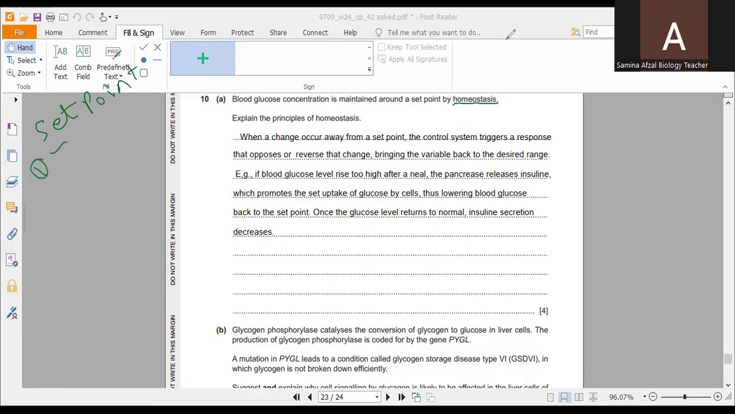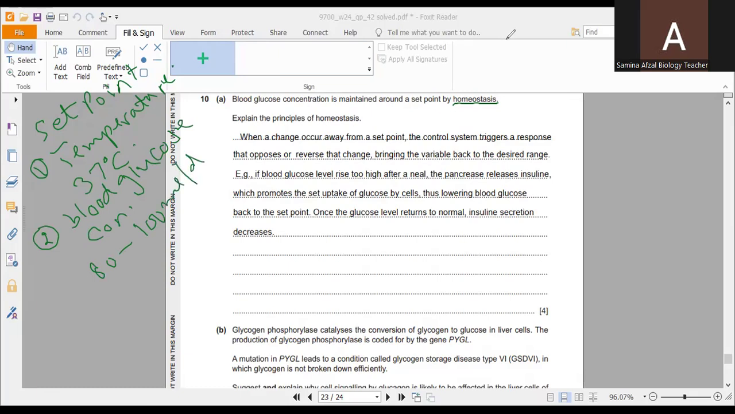Number one, it can be temperature, and our body has a set point of 37 degrees centigrade. On the other hand, the second example can be the blood glucose concentration, which is 80 to 100 milligrams per deciliter. So 80 to 100 is a set point. In this way, the body has a set point for different variables.